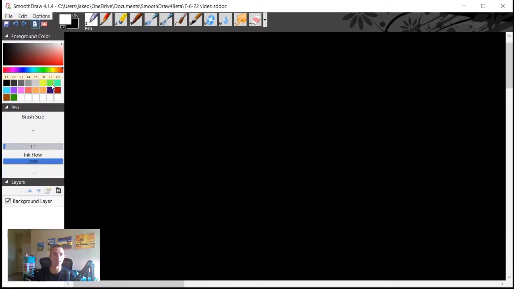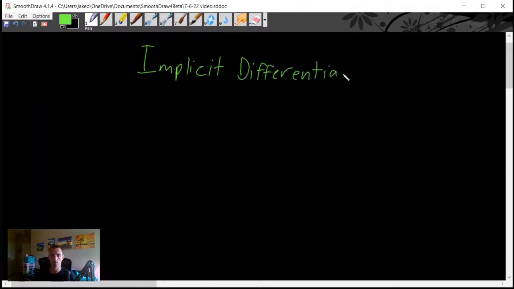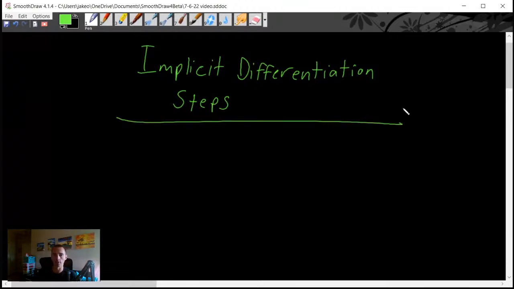And then once I go through the actual steps, we're going to go ahead and go through a couple examples so I can show you exactly how to apply these steps. So first of all, we're going to start with implicit differentiation, and we're going to start just by talking about the steps. We will get into examples shortly, but let's start there.